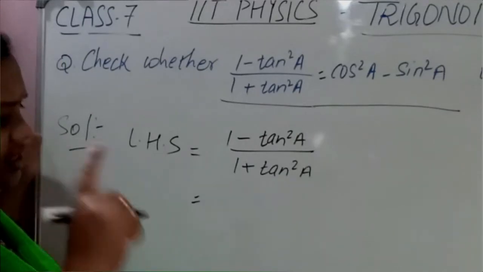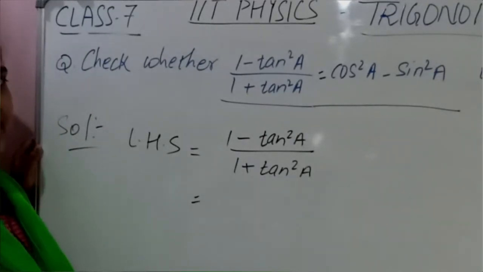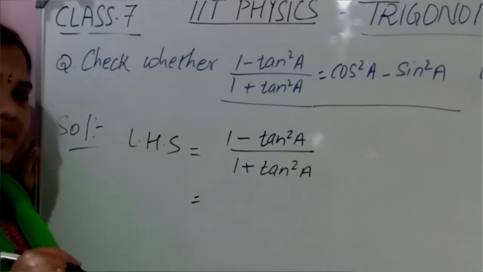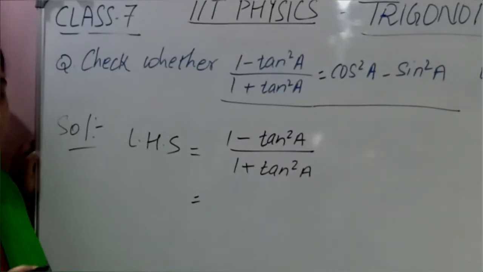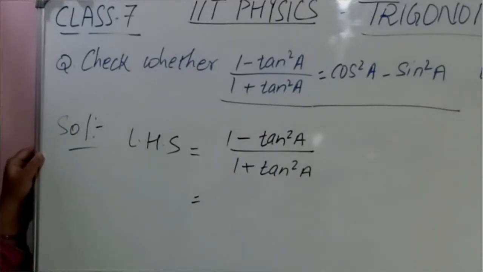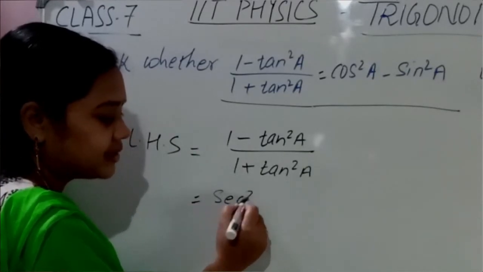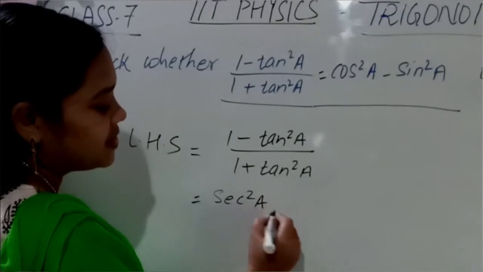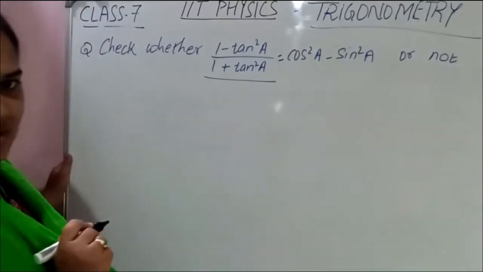Now once again just remember what we discussed last class: the identities. First one, sin square theta plus cos square theta equal to 1. Second one, sec square theta minus tan square theta is equal to 1. So in place of 1 what can we write? Sec square theta minus tan square theta. Here what is theta? A. So sec square a minus tan square a by 1 plus tan square a.